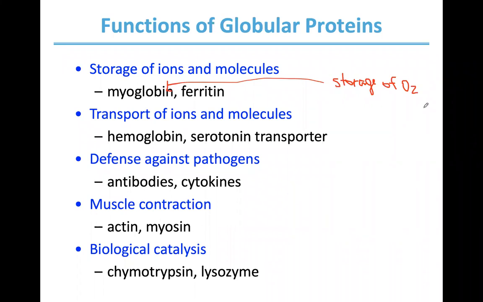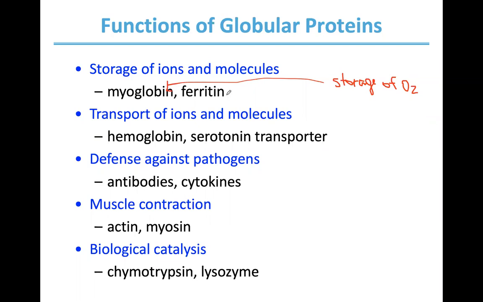If you need to perform hard work, right? And you need to run very fast, and the amount of oxygen that's going to be transported from the lung into the muscle is just not going to do it. Then myoglobin will provide you with extra oxygen required for the muscle to work.